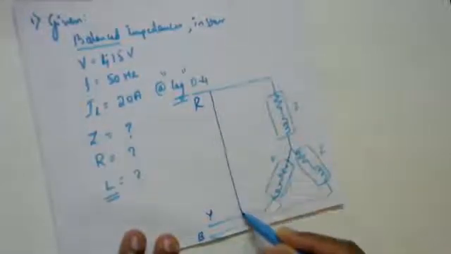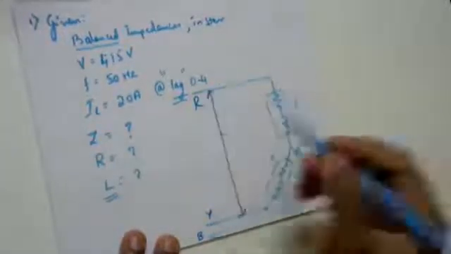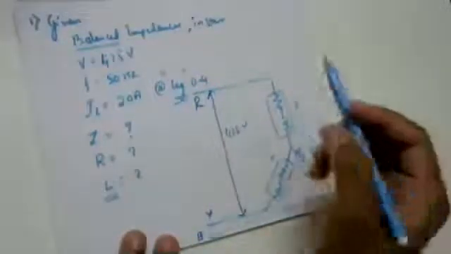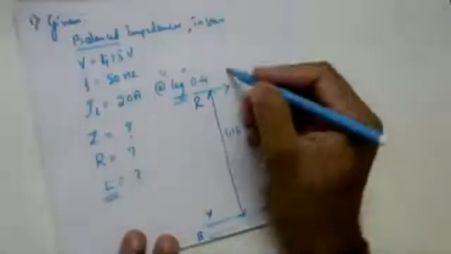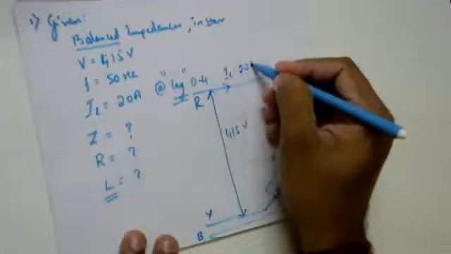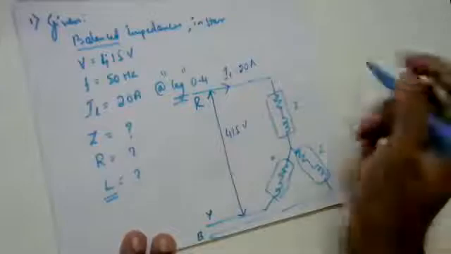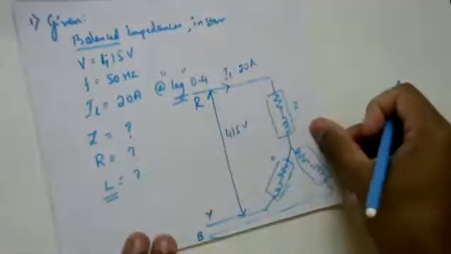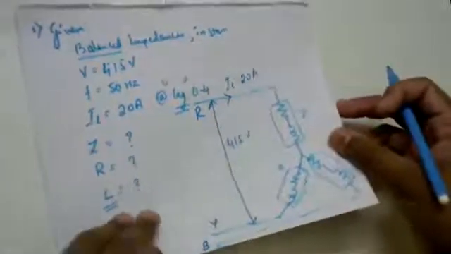So what he has said: the applied voltage is 415 volts, and the value of current drawn, IL, is equal to 20 amps. So this is what he has given. The given data we are able to represent here in terms of the circuit diagram. Now we'll start computing the required parameters one by one.